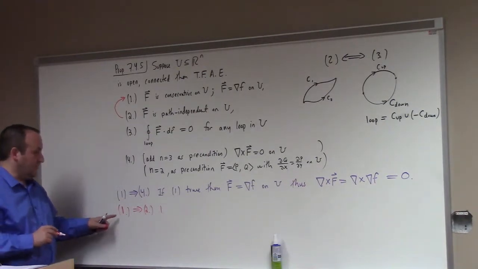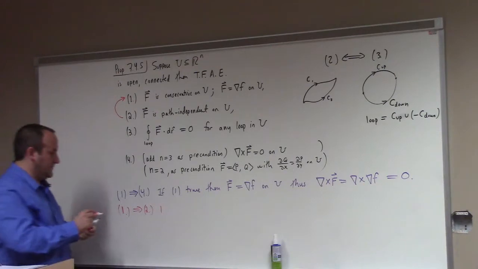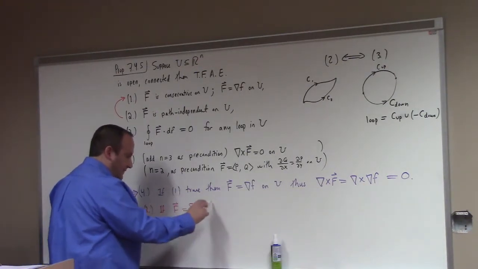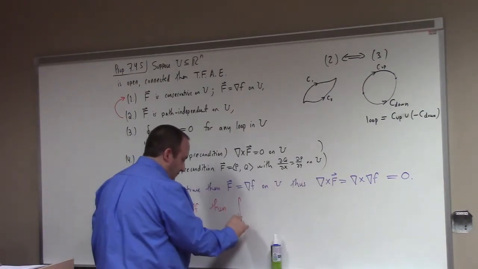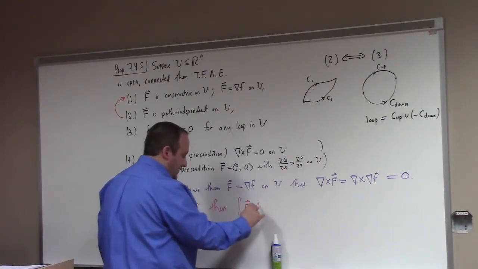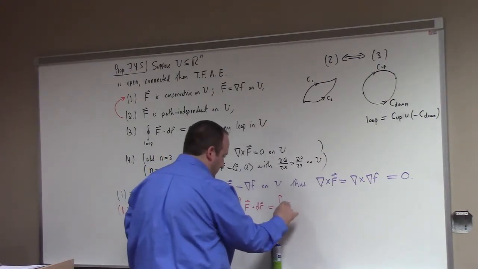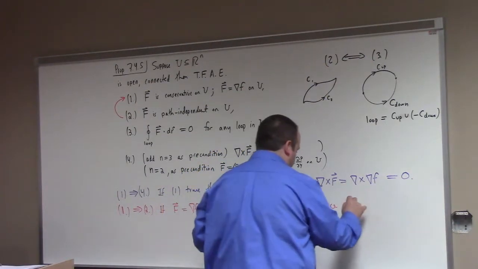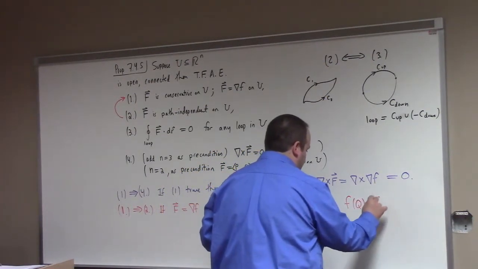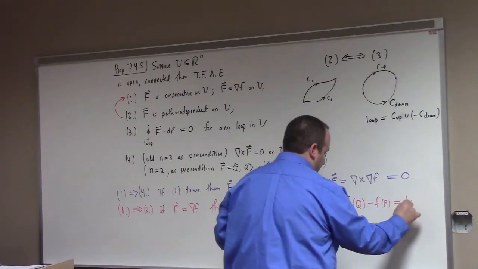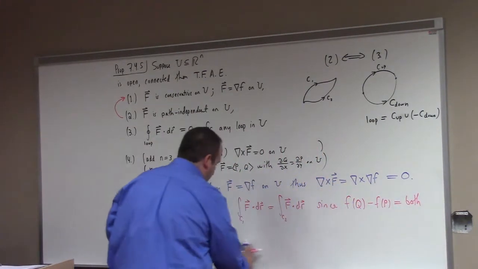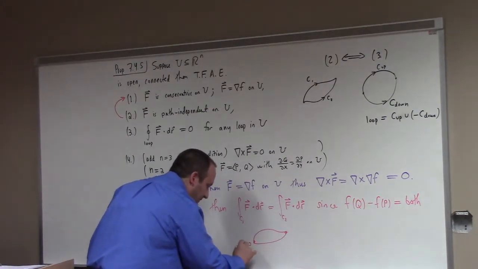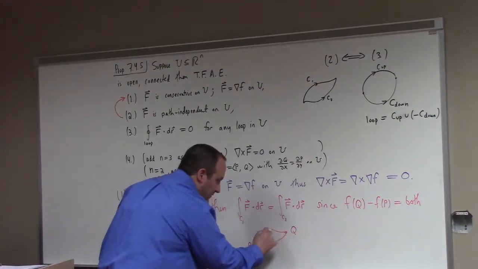So 1 implies 2. If F is equal to the gradient of little f, then the integral over C1 of F dot dr is going to be equal to the integral over C2 of F dot dr, since f(Q) minus f(P) is equal to both of these. I'm assuming that C1 and C2 are two paths in U that connect the point P to the point Q.